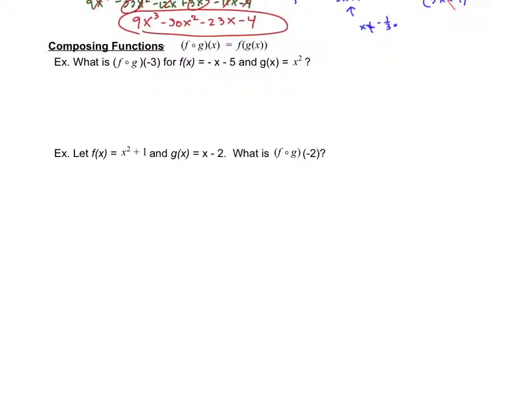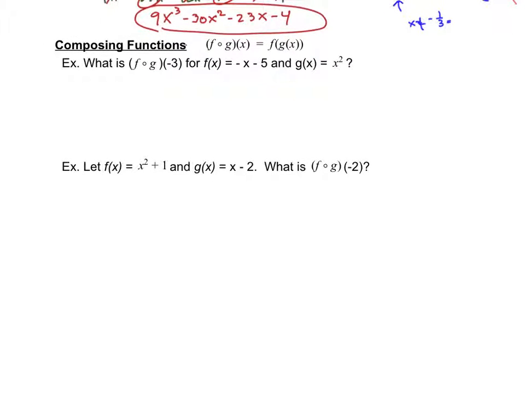As we work with composite functions, or composing functions, we take the output of one function and put it into the input of another function. This is read as f of g of x, which really means we take the value of g of x and put it into f of x. We find the g of x value, and then put it back into f of x.